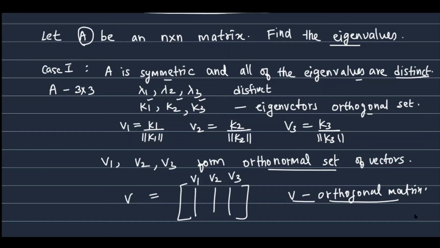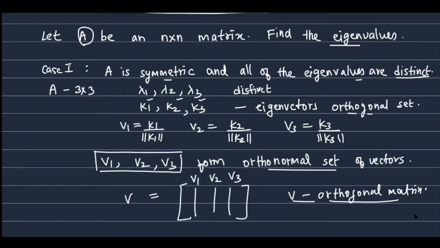Now these eigenvectors form an orthogonal set. To form an orthonormal set, divide these vectors by their norm. When we divide these vectors by their norm, we will get v1, v2, v3, and these form an orthonormal set of vectors. Now we can write a matrix V with v1, v2, v3 as the column vectors. Our new matrix V will be an orthogonal matrix. So we have seen that if A is symmetric and all the eigenvalues are distinct, we can get an orthogonal matrix in this way.